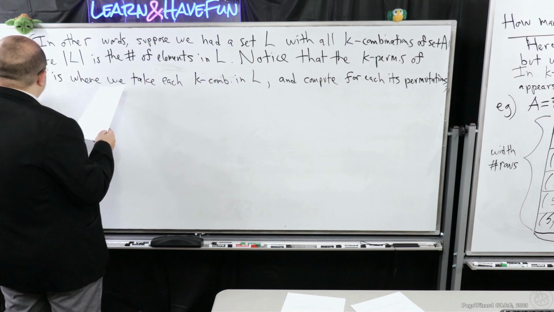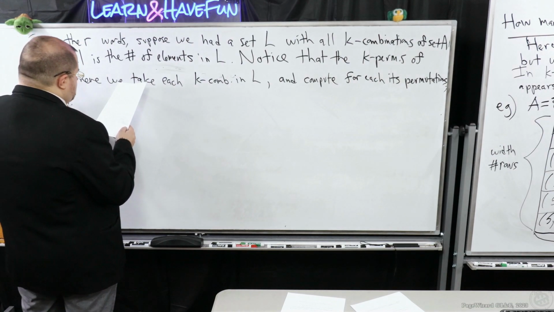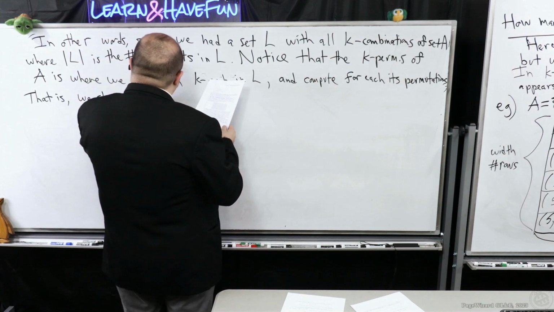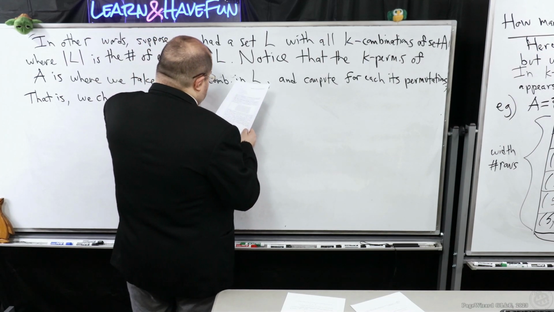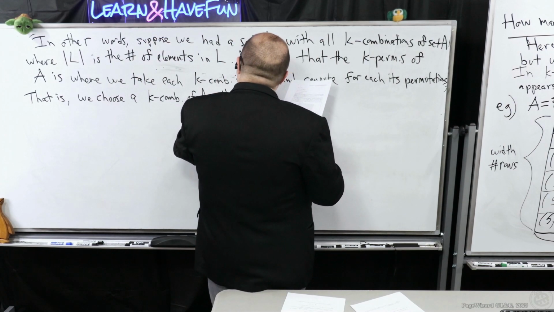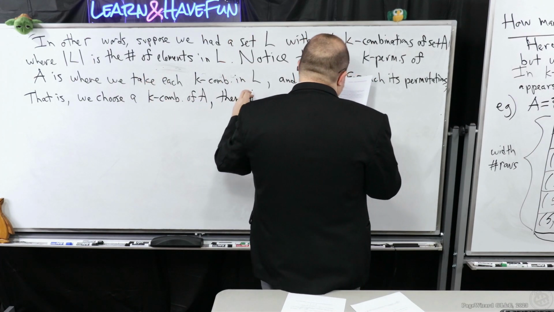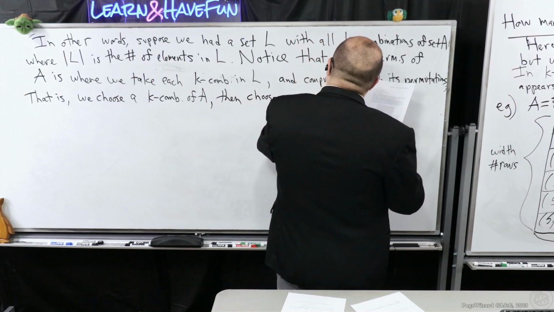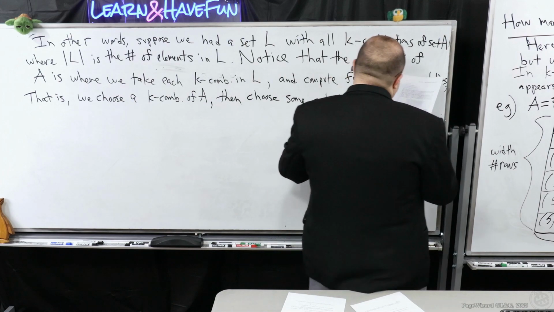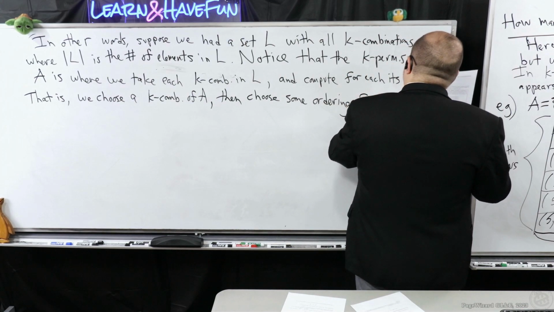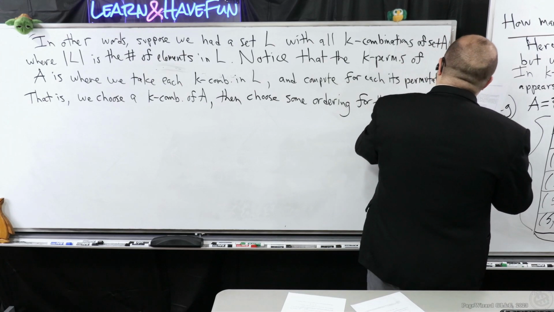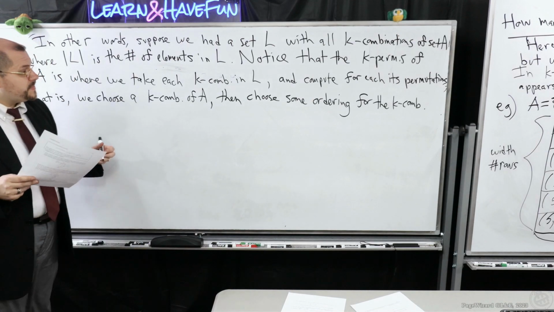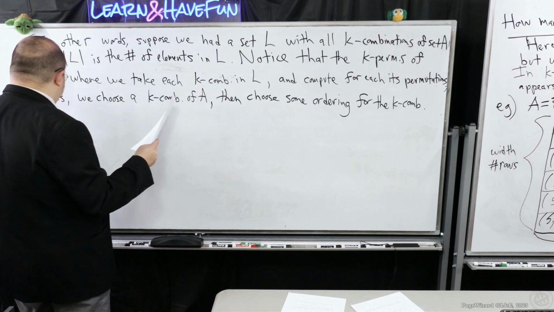That is, we choose a k combination of A. Then, to be more precise than I was, choose some ordering for the k combination, which makes it into what kind of thing? A k permutation. So notice it's actually a process. It's two steps.